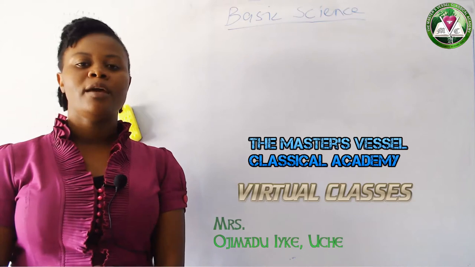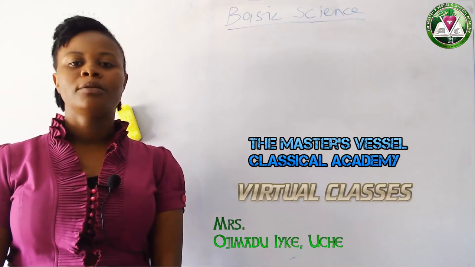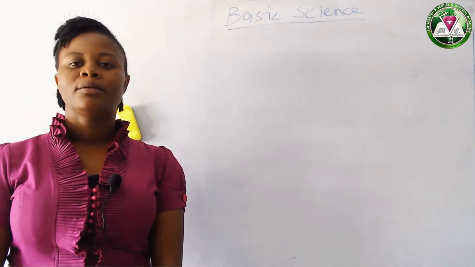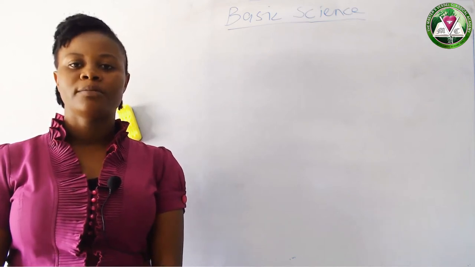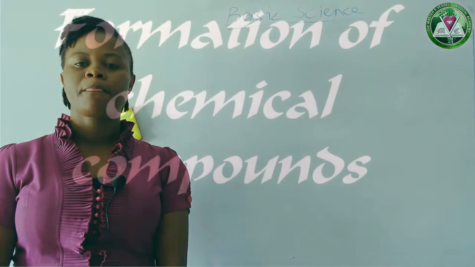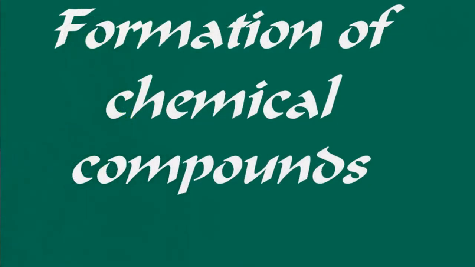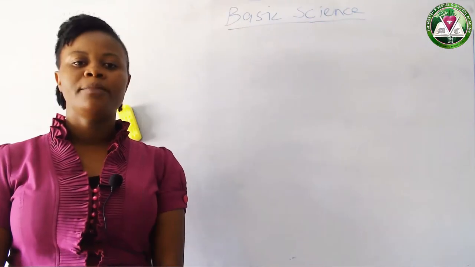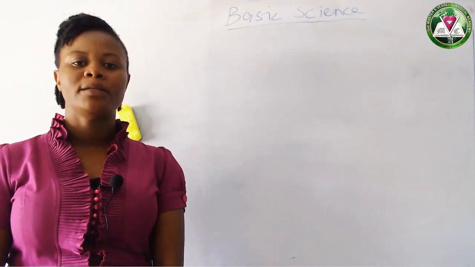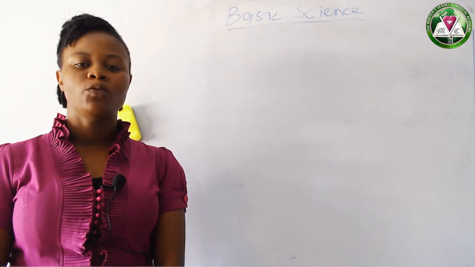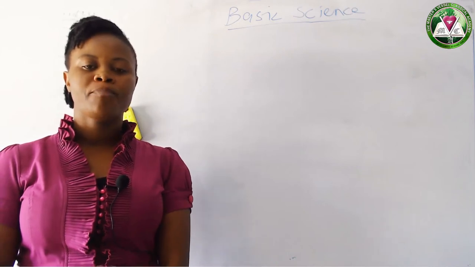And today, we want to continue from where we stopped from the last class. Compound formation. That's the formation of chemical compound. Remember our objective that by the end of this lesson, you will be able to define a compound correctly. You'll be able to write a chemical compound without mistake.